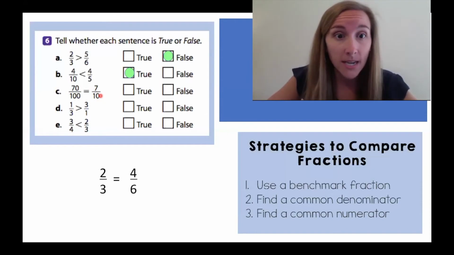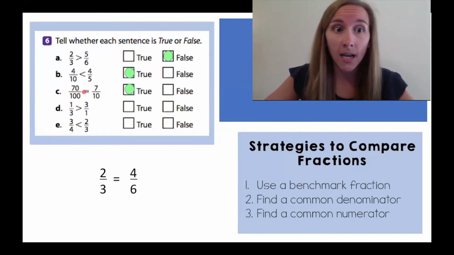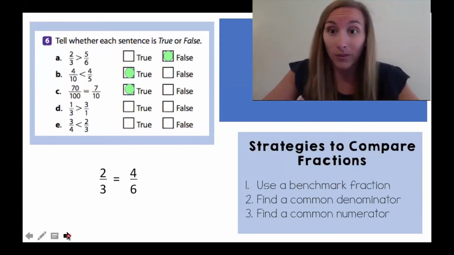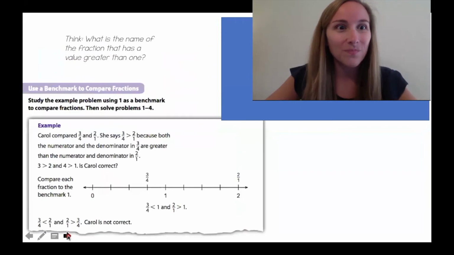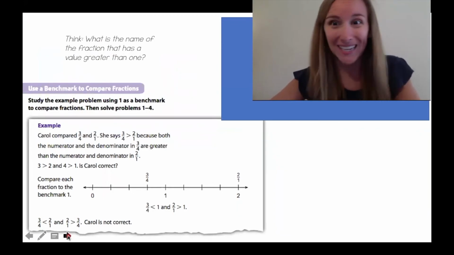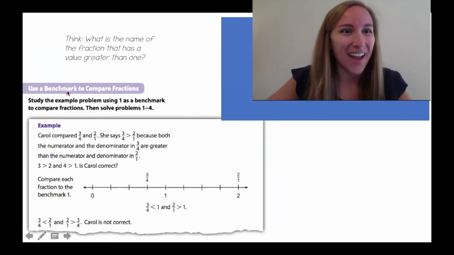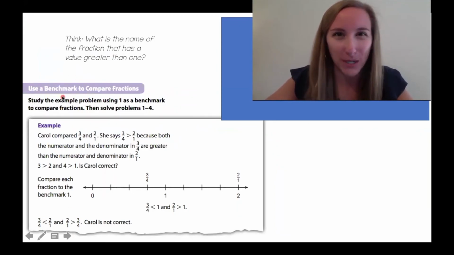70, easy peasy. Those are in fact equal because I could multiply by 10 over 10 to find that equivalent fraction. They are equal. Y'all are doing great. Last one, we're almost done. Okay, so we're going to talk again about those benchmark fractions.